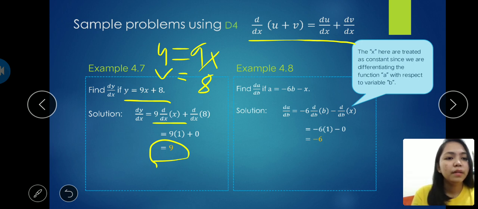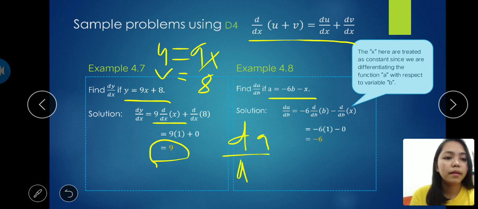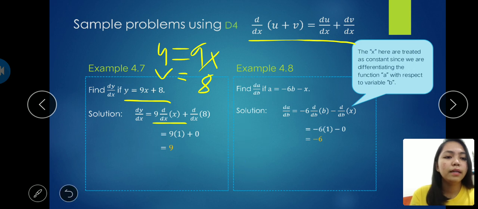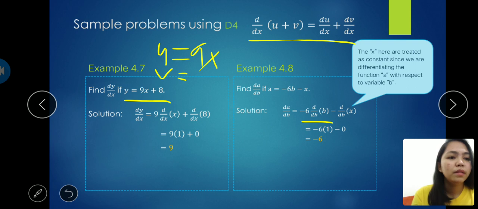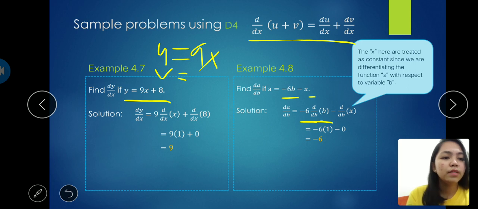Now, this one. Let's say this is our given: A is equal to negative 6b minus x. Let's say we are looking for the derivative of A with respect to B. Like I said above, the x here is being treated as a constant since we are differentiating the function A with respect to variable B. We have to find the derivative of each term. So, negative 6b, we again factor out negative 6. Then we find the derivative of b, which is equal to 1.